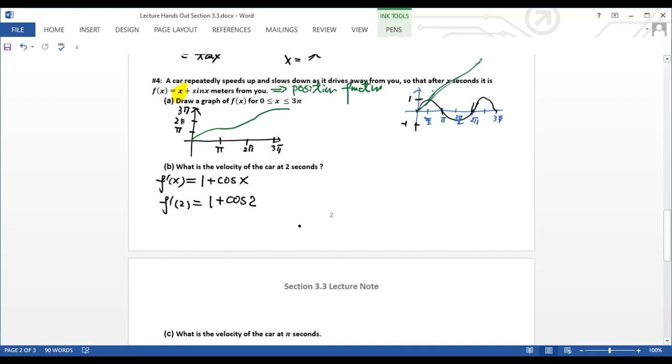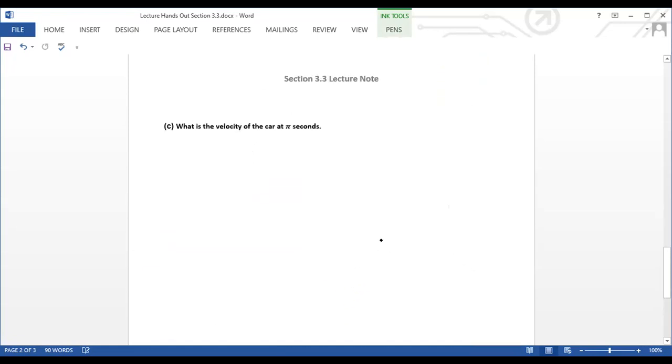Okay, so you put it into your calculator. Cosine 2 is approximately negative 0.416. And now this is 0.584 meters per second. Okay, that's how fast it goes forward, right? Then the next one is here, part C, that's pretty easy, right?